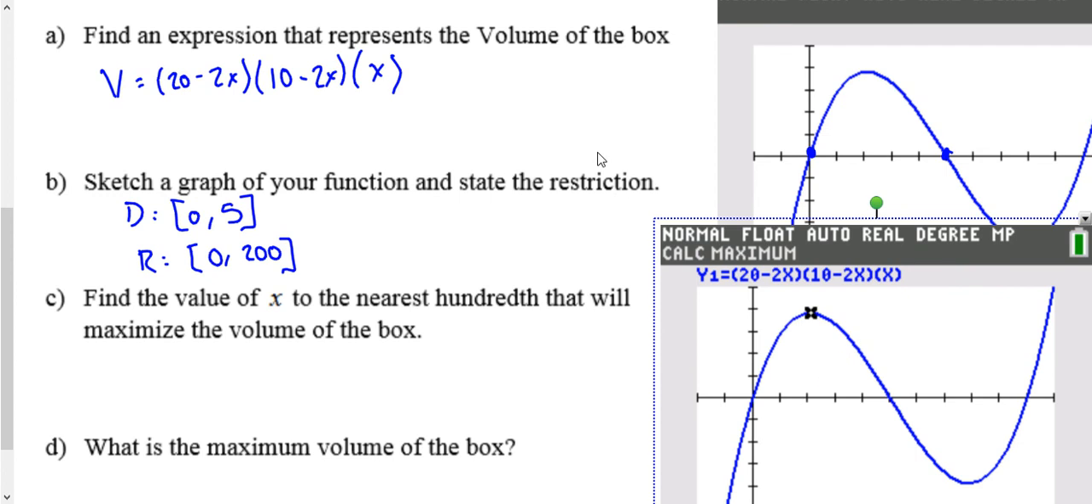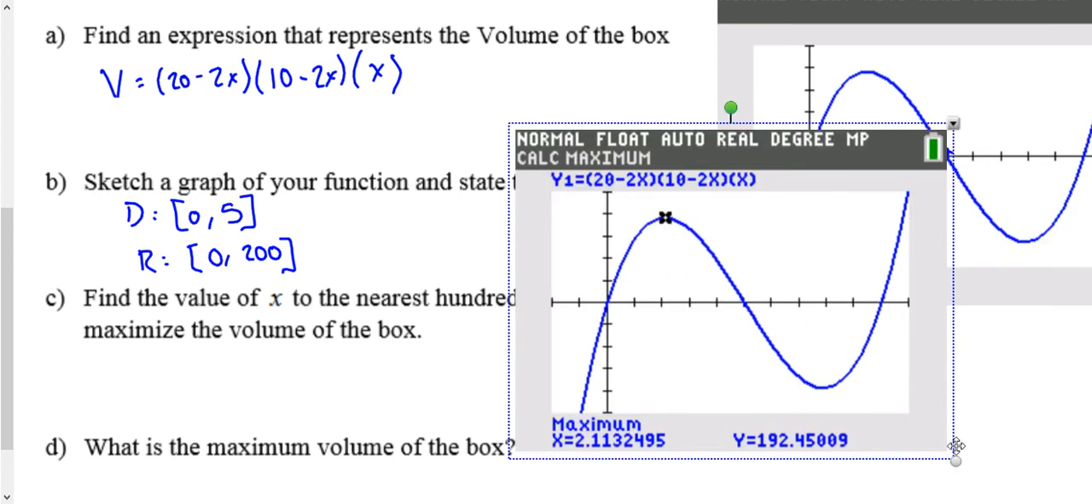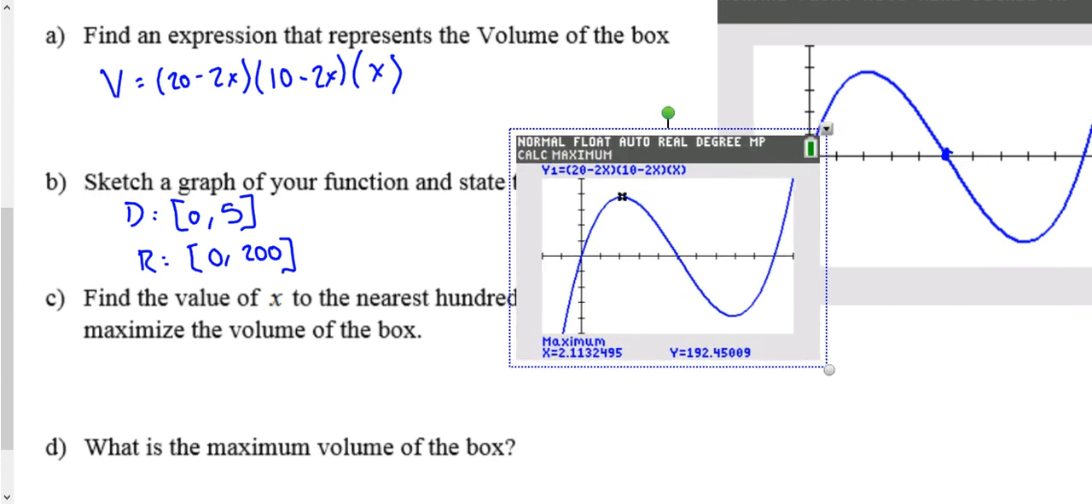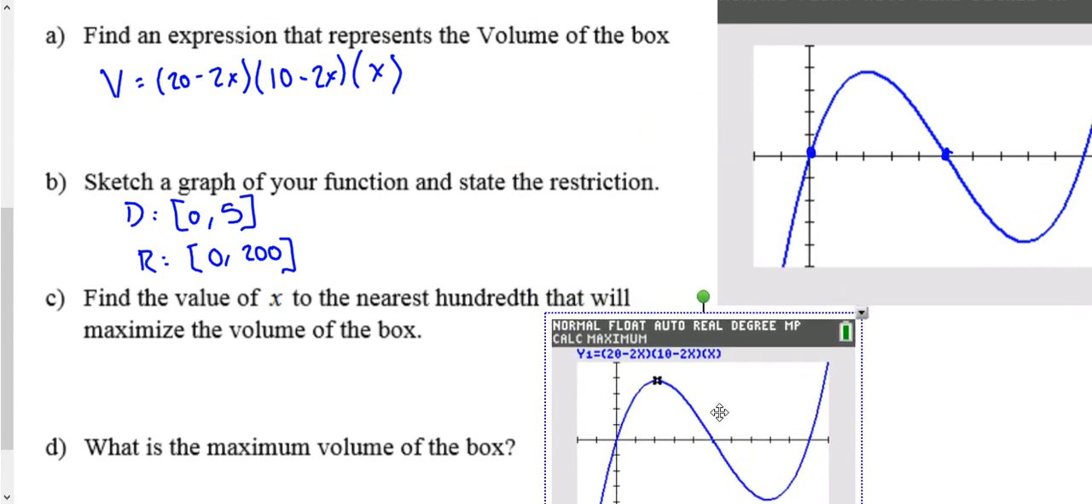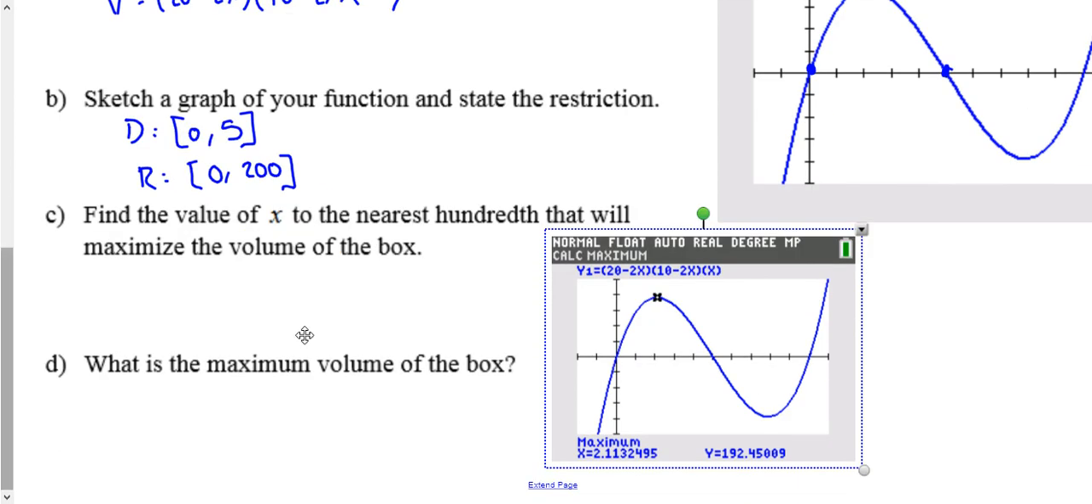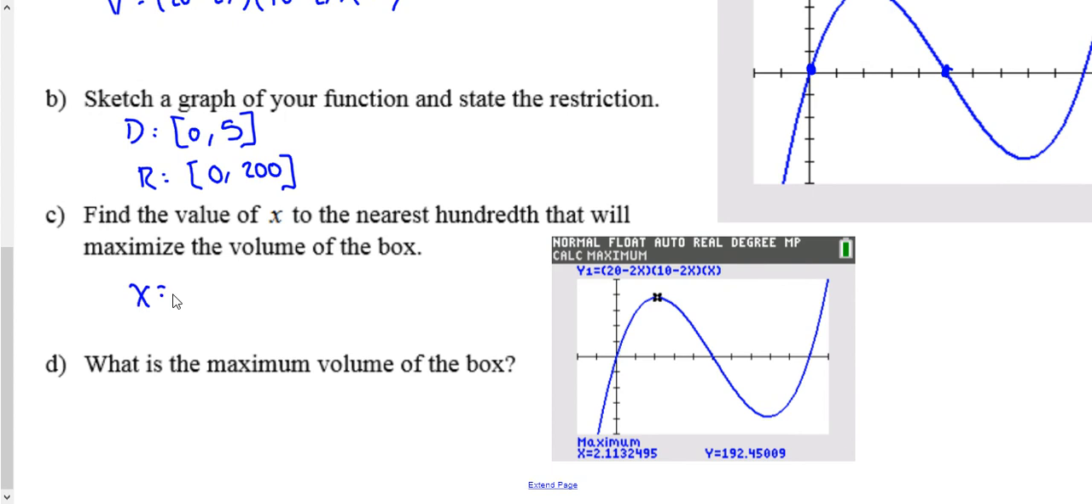This here is going to help us for part C. So let me just shrink down my graph just a bit to fit it in. For part C, it says the value of x to the nearest hundredth, so that means 2 decimals. What's x equal to? So we have x equal to 2.11. That will maximize the volume here, so our max volume is looking at 192 there.